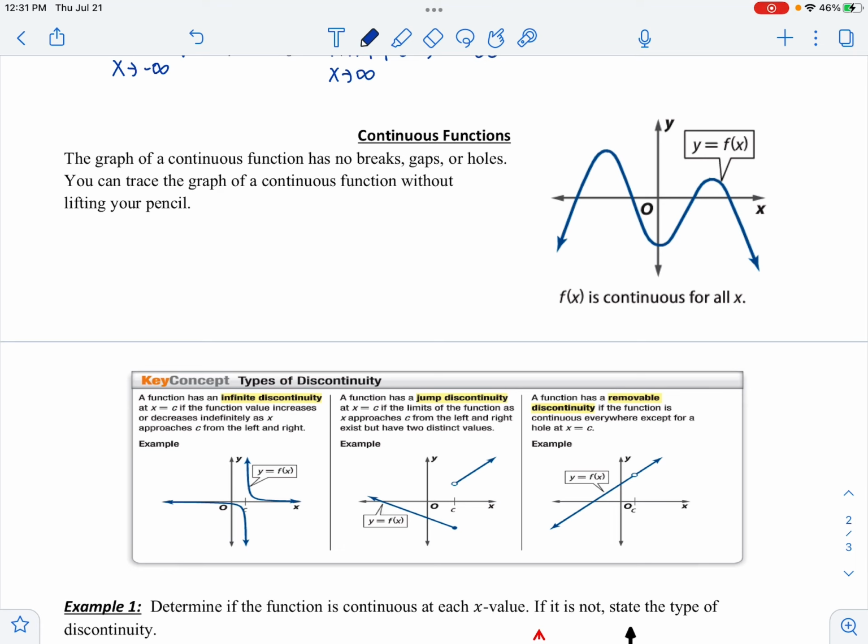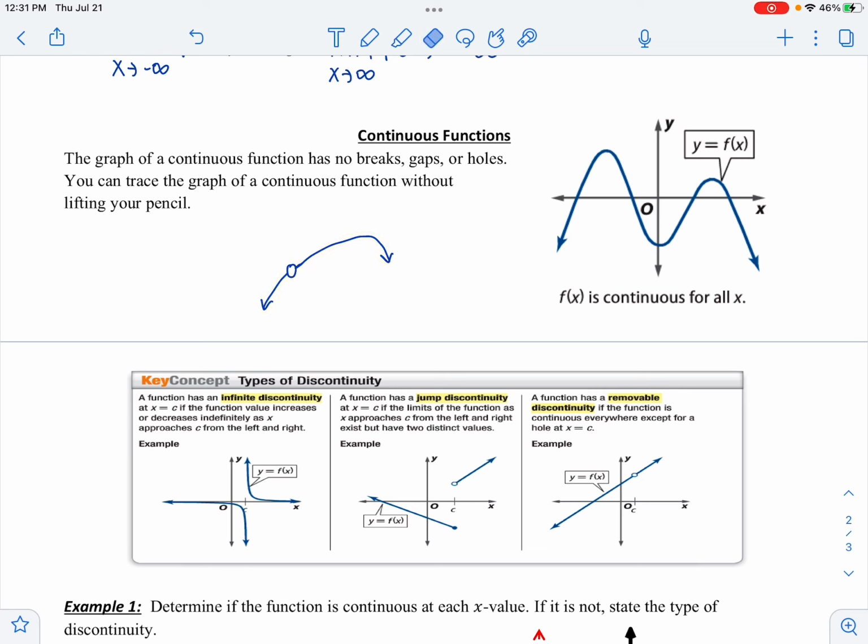The picture to the right here is a continuous function, okay? This definition says the graph of a continuous function has no breaks, gaps, or holes. In other words, a nice way of thinking about it is that you could trace the graph of a continuous function without lifting your pencil. Now, some people try to get funny about this. If I said, can you draw this without lifting your pencil, some people will say, yes, I can, look, okay? That's not what we mean here.